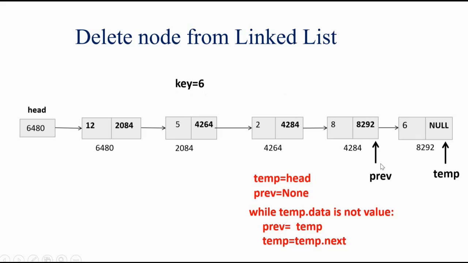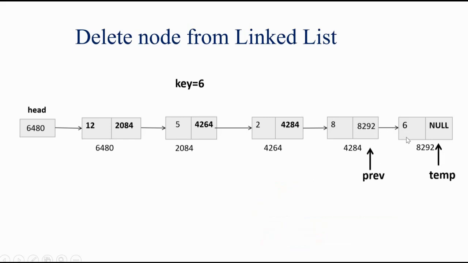Now we have two pointers, previous pointing to this node and temp pointing to the node which we want to delete. Since we have the pointer to this node, now we can update the next pointer and we can remove the link between these two nodes. We have found out the node which we want to remove. Now we will remove this particular node from the linked list.